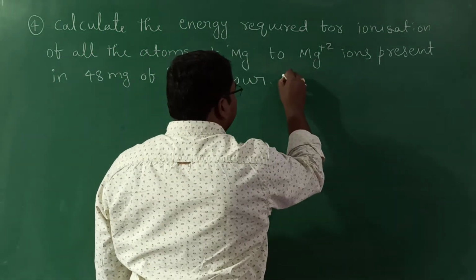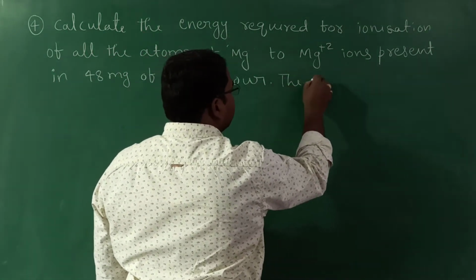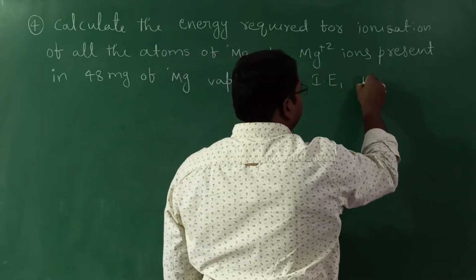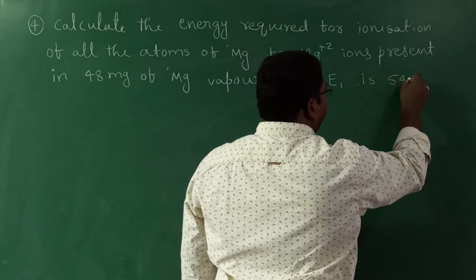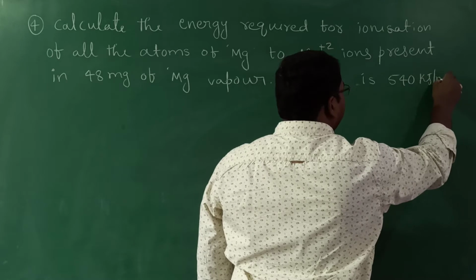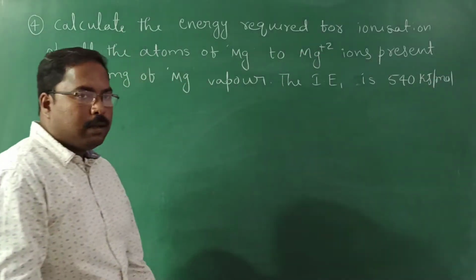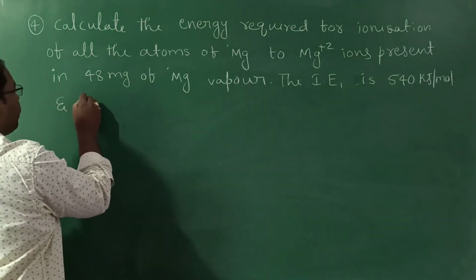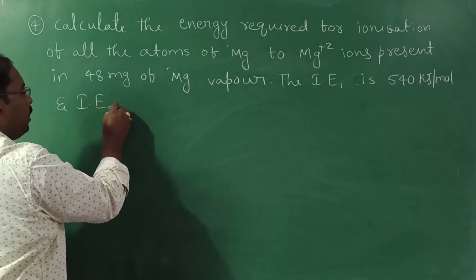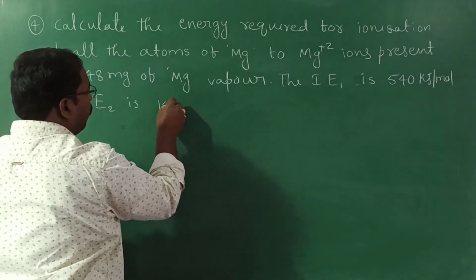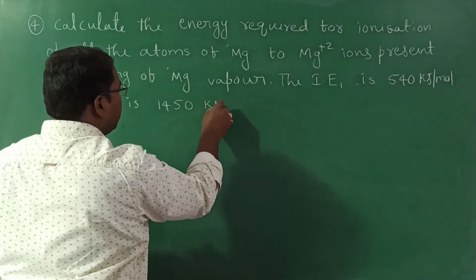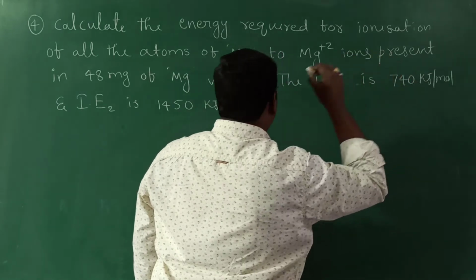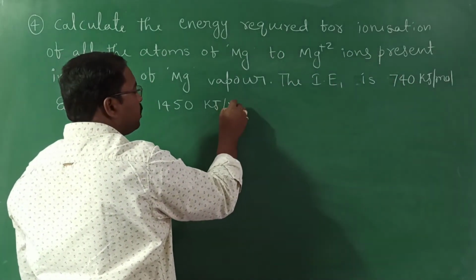Along with this, the other data they have given is the first ionization energy is 740 kilojoules per mole. Okay, the first ionization energy value is given as 740 kilojoules per mole, and the second ionization energy value is 1450 kilojoules per mole.